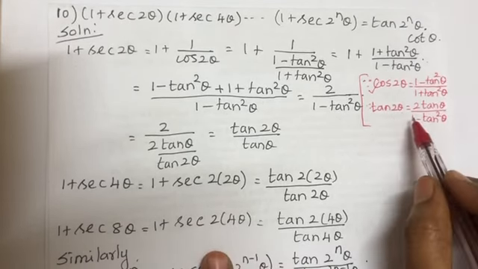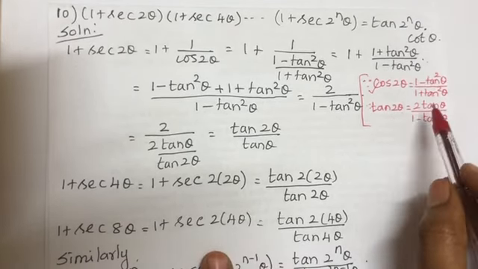Tan 2 theta equal to 2 tan theta by 1 minus tan square theta. With this I get 1 minus tan square theta is equal to 2 tan theta by tan 2 theta. Okay, so 1 minus tan square theta is equal to 2 tan theta divided by tan 2 theta. So, 2 and 2 will get cancelled. Here, instead of 1 minus tan square theta, I write 2 tan theta by tan 2 theta.